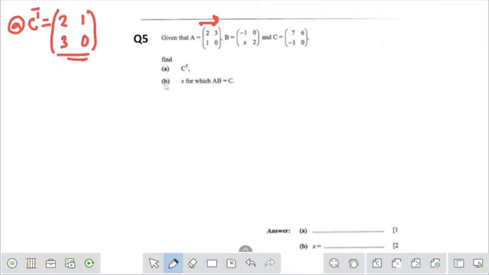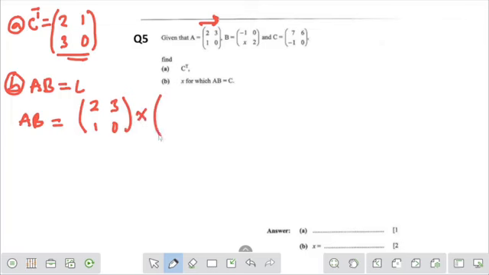Then we come to question B. Find the x for which AB is equal to C. So they are saying we need to find the value of x for which AB is equal to C. So first thing, let us find the product of AB. So the product of AB means that you are going to multiply the matrix for A, which is 2, 3, 1, 0, times the matrix for B, which is negative 1, 0, x, and 2. So from here, we are going to get row by column, 2 times negative 1, this will give us negative 2, plus 3 times x, this will give us 3x.